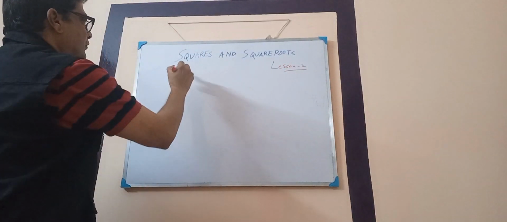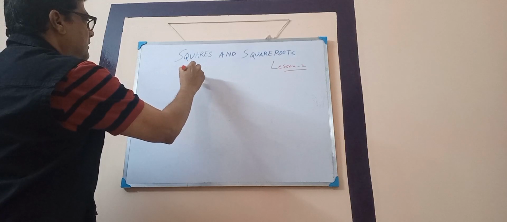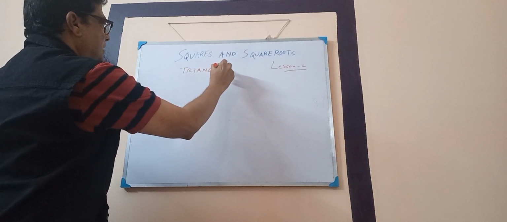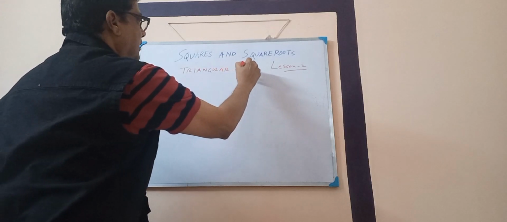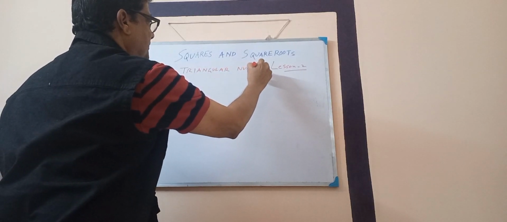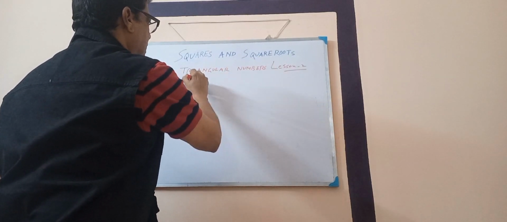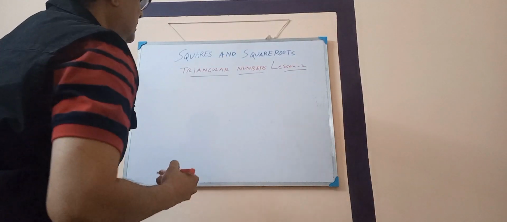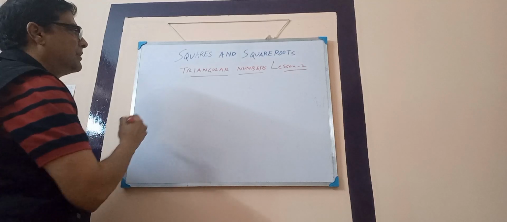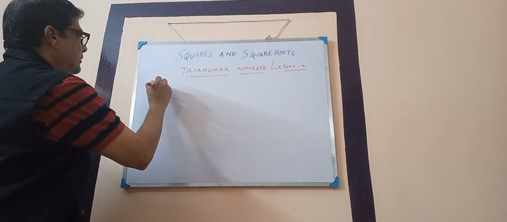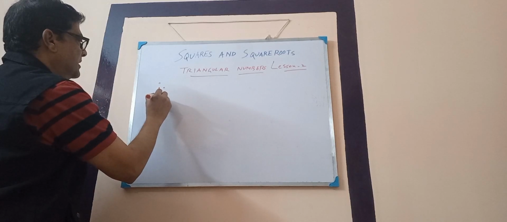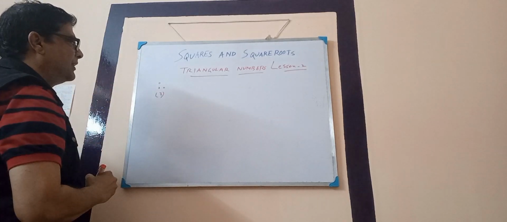Now today we will learn about triangular numbers. Any number that can be drawn in the form of a triangle is basically a triangular number. For example, 1, 2, 3. This is a triangular number.